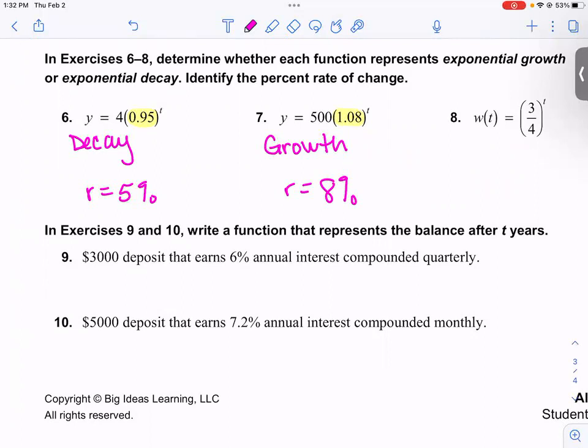Okay. Last one. Number 8. Elliot, what do you think about number 8, growth or decay? Okay. We have a number that is less than 1. Colin, how much less than 1 is it? 25. Okay. So our rate of decay is 25%.